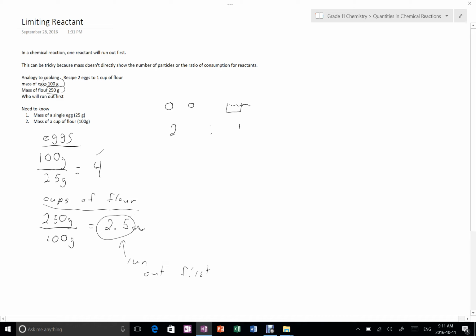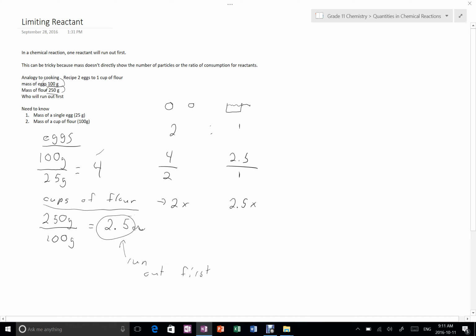So if I had 4 eggs, that means I could make 2 times the recipe. 4 divided by 2, it means I could fulfill the recipe twice. If I have 2.5 cups of flour and I divide out by 1, then that means I could make 2.5 times the recipe with the amount of flour I have.